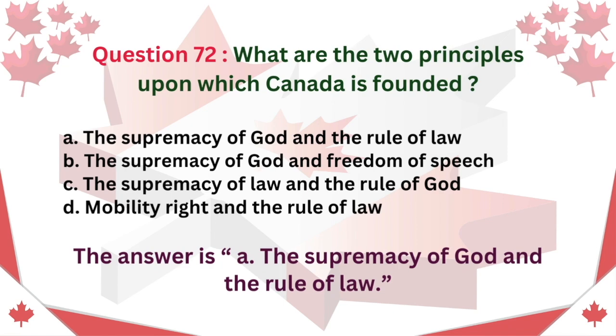Question 72. What are the two principles upon which Canada is founded? A. The supremacy of God and the rule of law. B. The supremacy of God and freedom of speech. C. The supremacy of law and the rule of God. D. Mobility right and the rule of law. The answer is A. The supremacy of God and the rule of law.